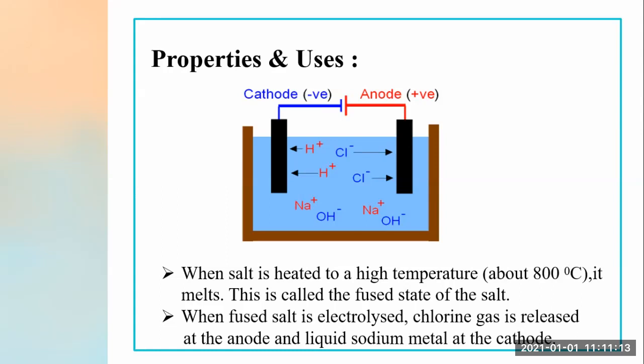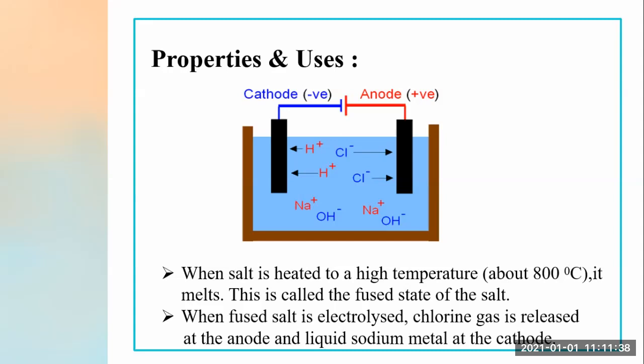And that state, when the salt melts at 800 degrees Celsius, is called the fused state of the salt. Okay students, have you understood now what is called the fused state of salt? When salt is heated up to a temperature of 800 degrees Celsius and it melts, that stage is termed as the fused state of the salt.